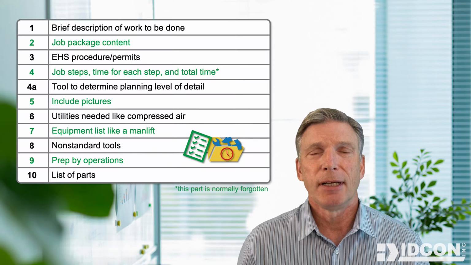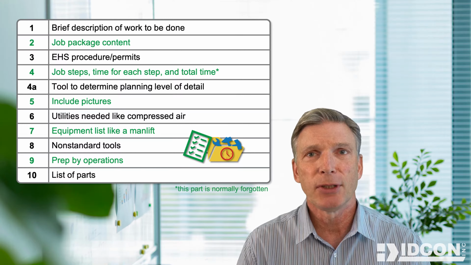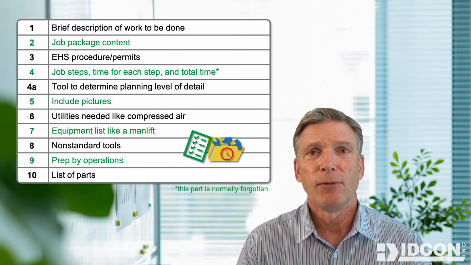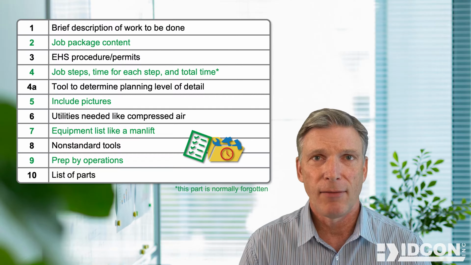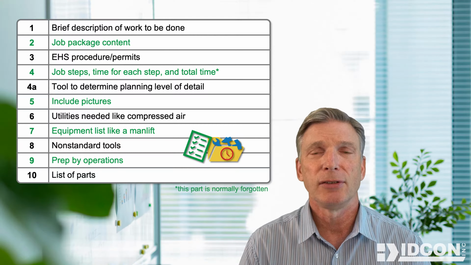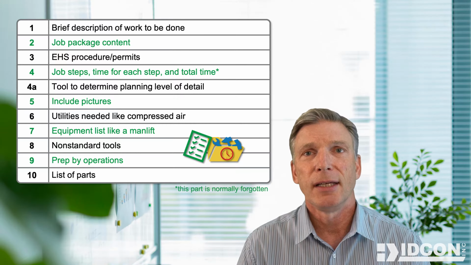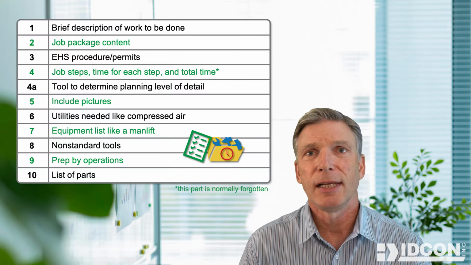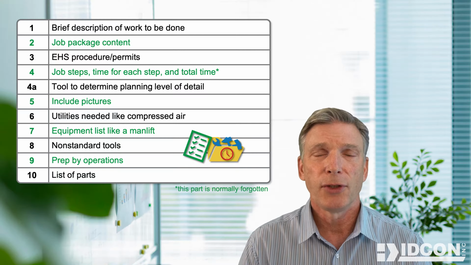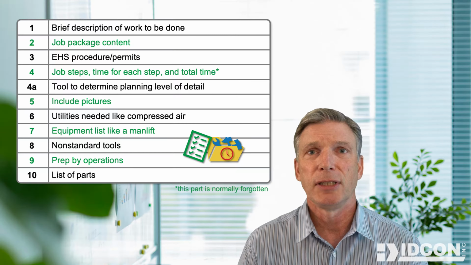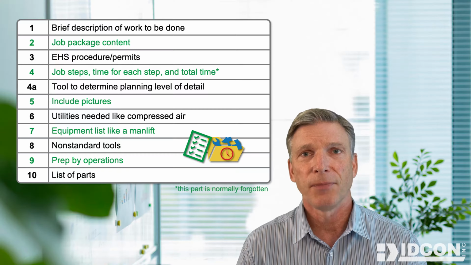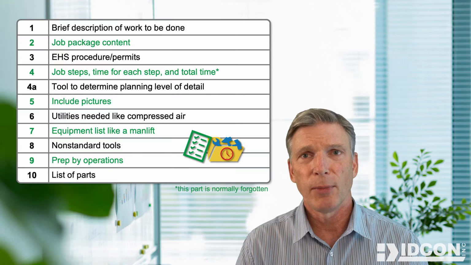So what do we need in the job plan template? We need a brief description of the work to be done, of course. We should have a section showing what's in the job package. Do we have instructions from the manual? Do we have a drawing? Any safety procedure or anything like that? And of course, that should be the first part of the template, any EHS procedure permits that are needed in the job. And then you get to the part where most people struggle, and that's doing the job steps.